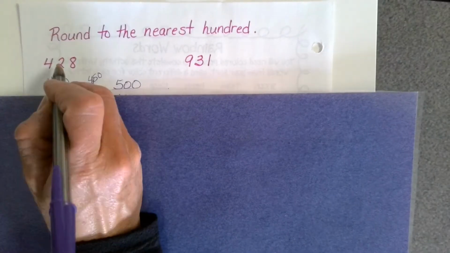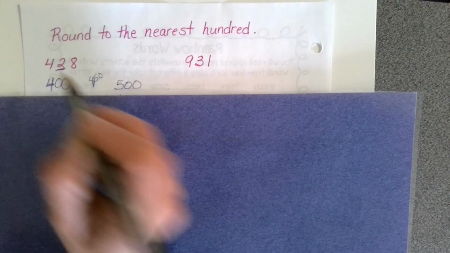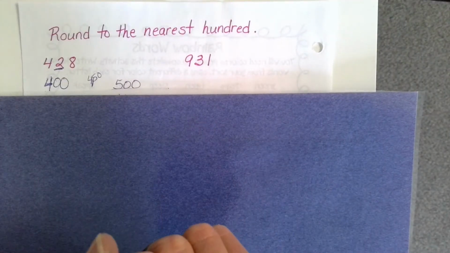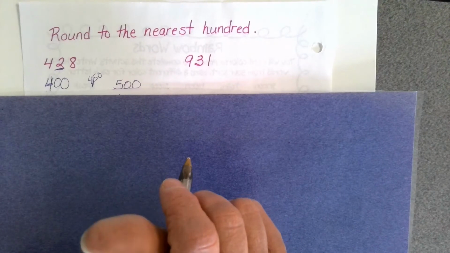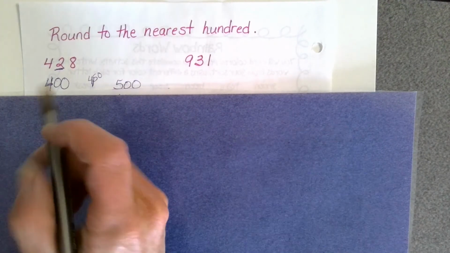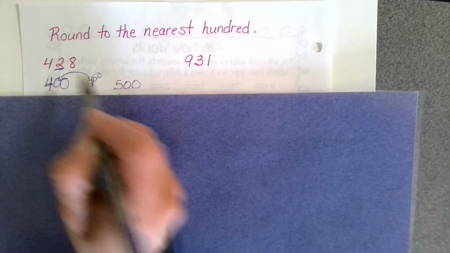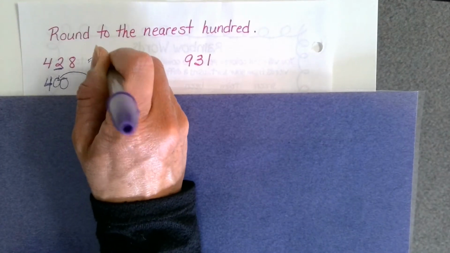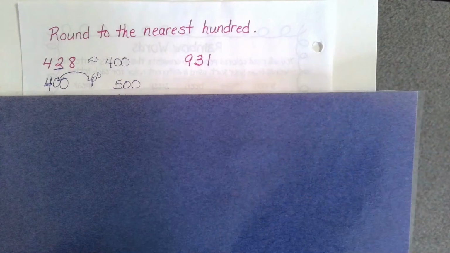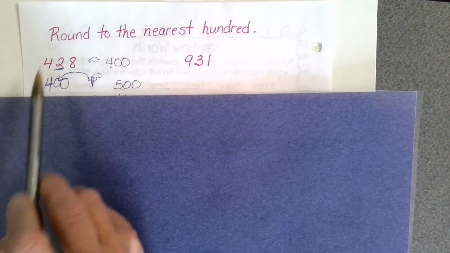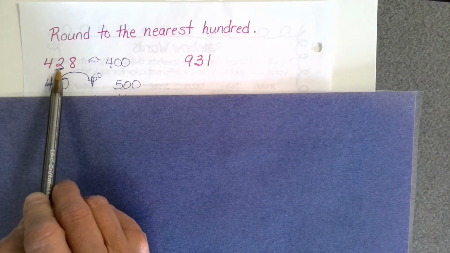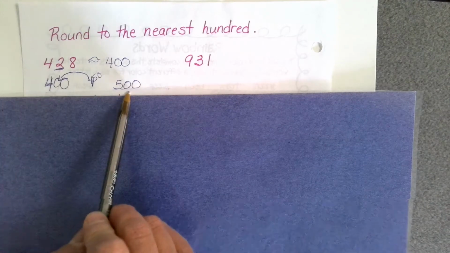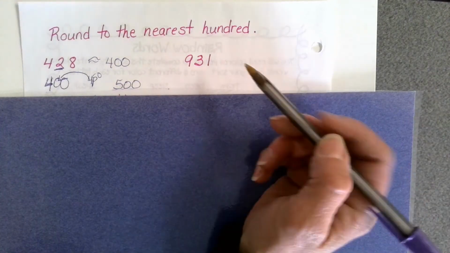Another way we can do it is by looking at the digit in the tens place. The digit in the tens place is a 2. Whenever the digit is 4 and below, we take it down low, which means you take it to the lower number. So I would round this number to 400. It's approximately 400. Now, if that digit were 5 or above, I would give it a shove and round it to 500.